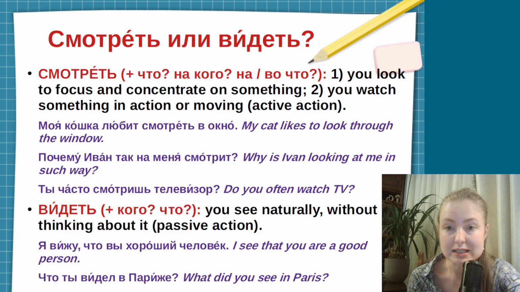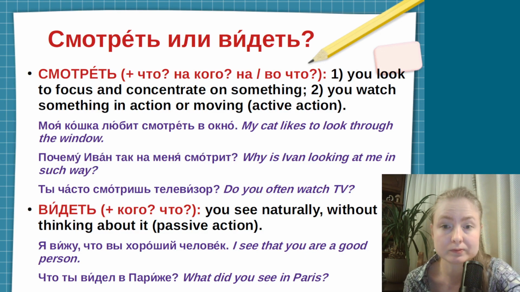And the second meaning of the verb смотреть is that you watch something in action or moving. Like, ты часто смотришь телевизор? Do you often watch TV?